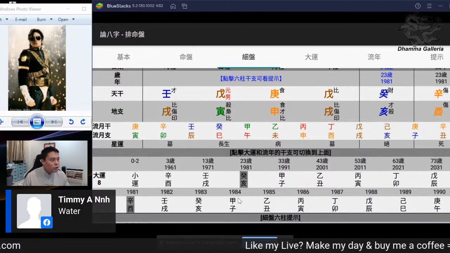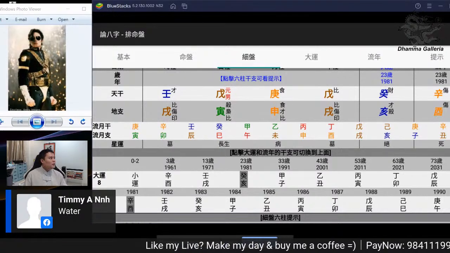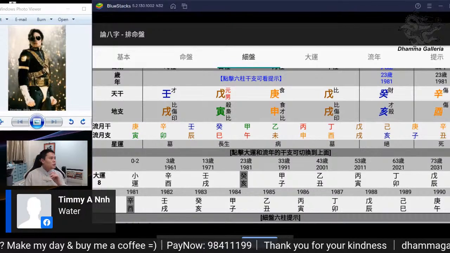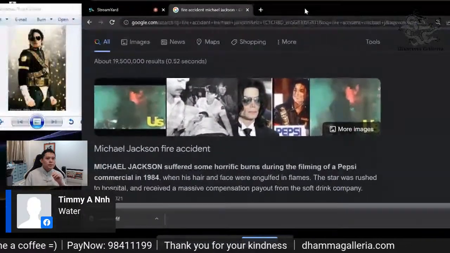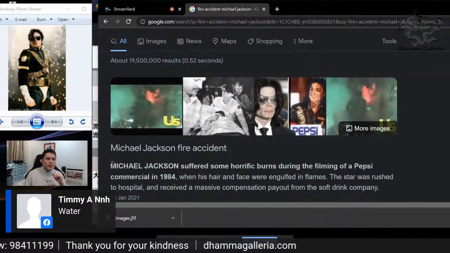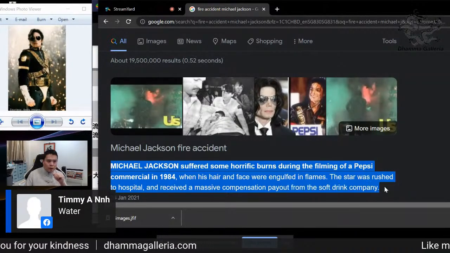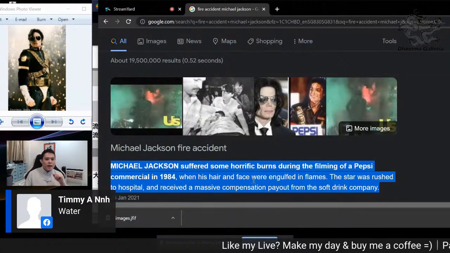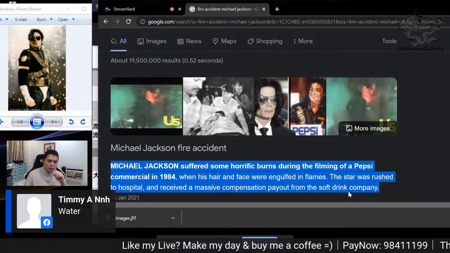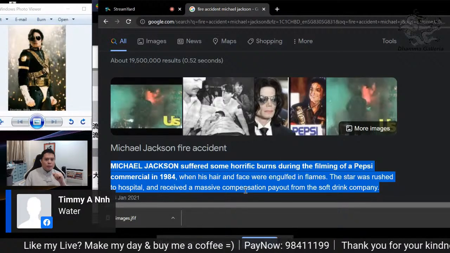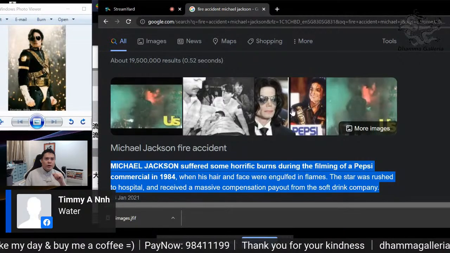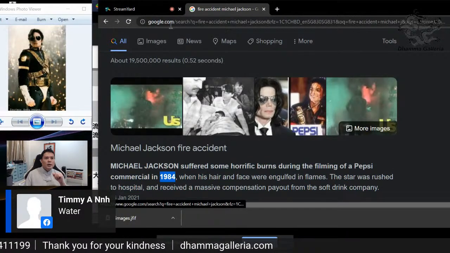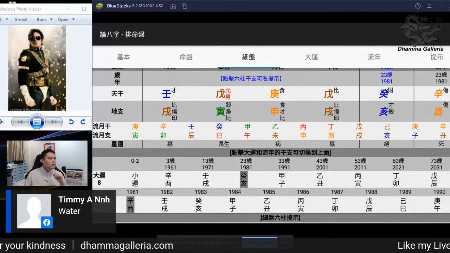Do you remember Michael Jackson burned his hair once? Timmy 有听过吗? Did you hear about this news before? Michael Jackson burned his hair. Maybe I will just show you. Right. Michael Jackson suffered some horrific burns during the filming of a Pepsi commercial in 1984, when his hair and face were engulfed in flames. The star was rushed to the hospital and received a massive compensation payout from the soft drink company. 所以我们就看1984发生什么事情。1984, what happened to Michael Jackson in 1984?